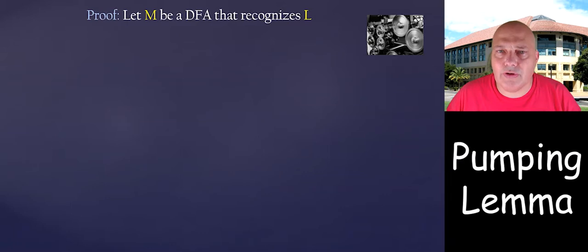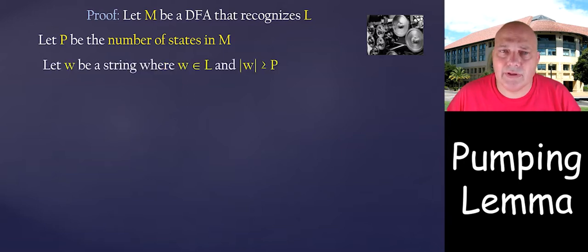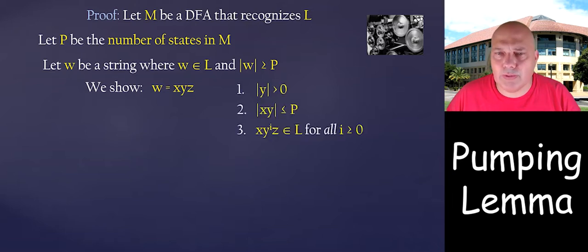L is regular, meaning that there exists some machine M, a DFA, that recognizes L. And now we can define p, the constant from the pumping lemma, to be the number of states in M. Now let w be a string in L that is large enough, larger than p. So what do we need to show? We need to show that w can be divided into x, y, z with the properties from before.